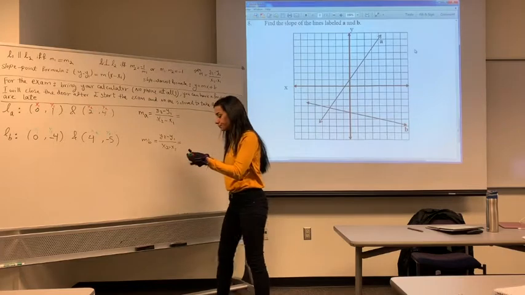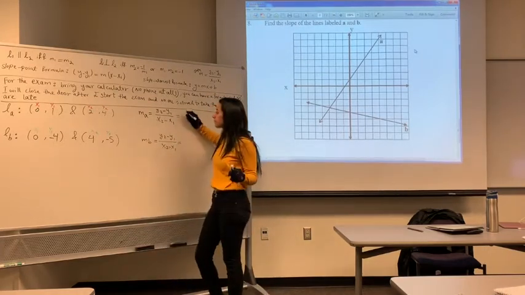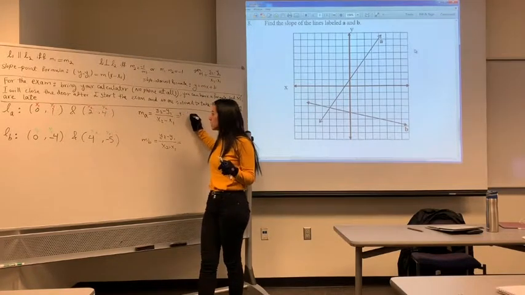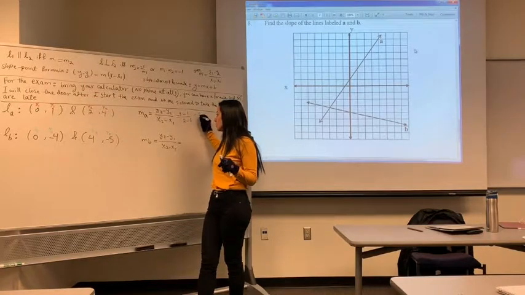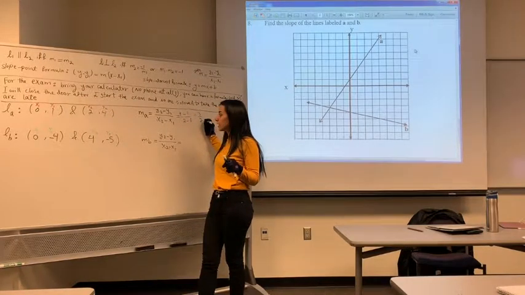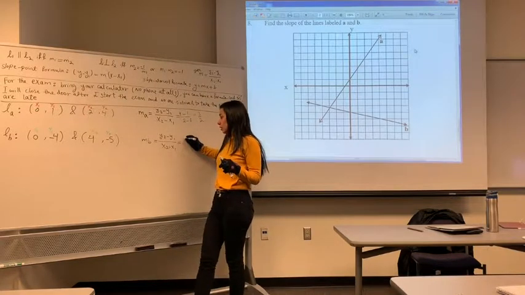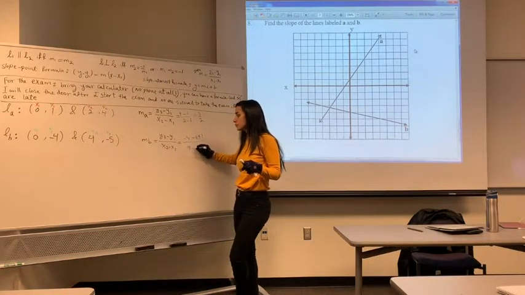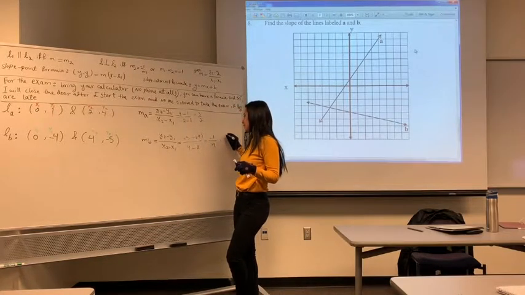So, y2, which is 4, minus y1, which is 1, divided by 2 minus 0, is 3 over 2. Am I right? Yeah. Okay, good. So, negative 5 minus negative 4 divided by 4 minus 0 equals negative 1 over 4. Good.